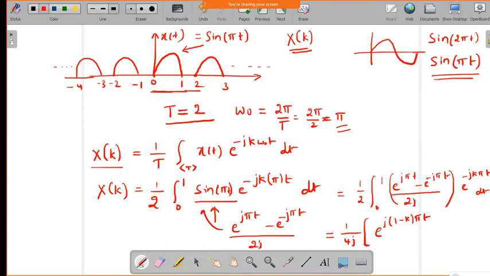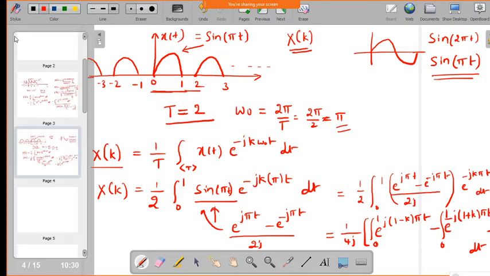Okay, so if you take plus j pi t common, it will become 1, and here it is minus k. Similarly minus e power minus j, if you take common, it will give 1 plus k into pi t. Okay, so this into dt. Both will be integrated from 0 to 1. So here also it is integrate from 0 to 1, and here also 0 to 1. Now do this and integrate it, so you will get the answer.